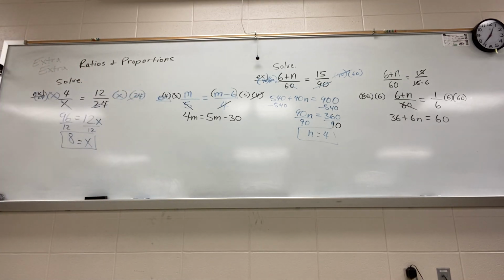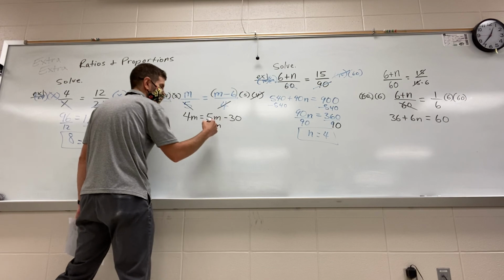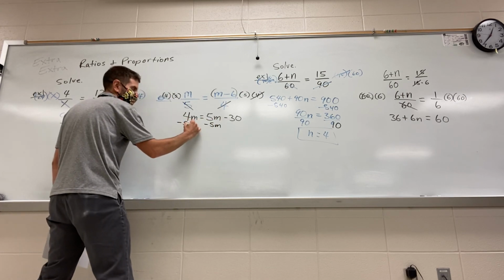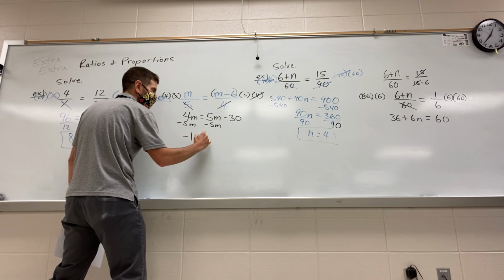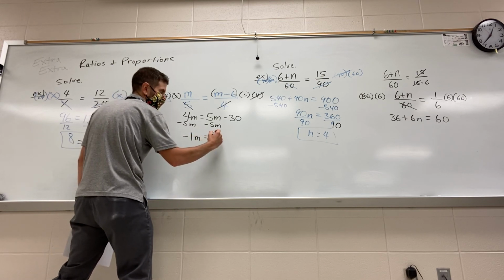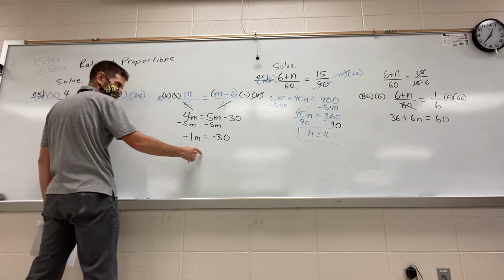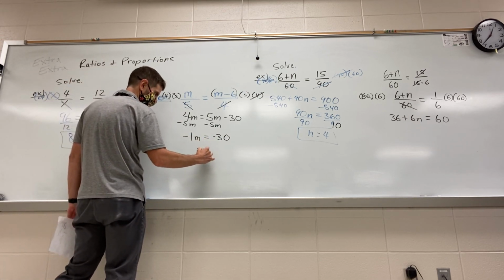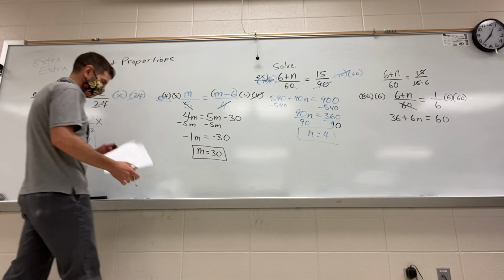Now we've got m's on both sides of the equation. What do you guys suggest we do? We're going to subtract the 5m. Subtraction property of equality. We get negative 1m, or just negative m. Yeah, divide by negative. It equals negative 30. m equals 30. Oh, wait, yeah.